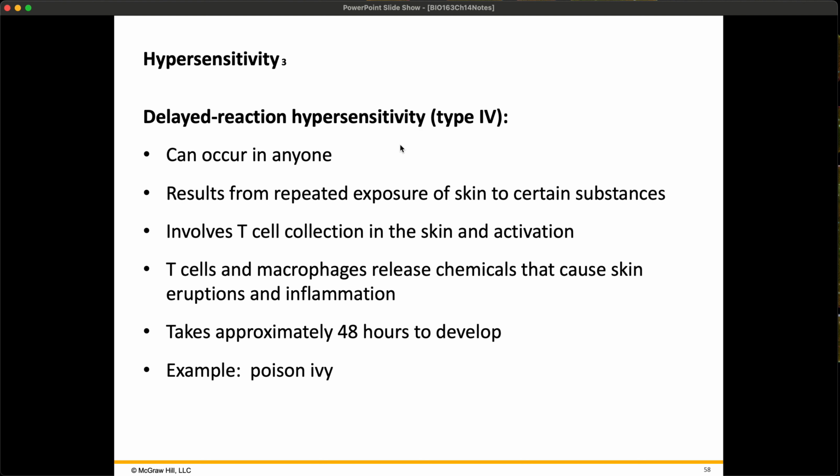Delayed reaction hypersensitivity. This is one I'm very susceptible to. I get very allergic to poison ivy. It can take a couple of days to develop. It involves T cell collection in the skin and activation. T cells and macrophages release chemicals causing eruptions and inflammation. Yes, not fun.